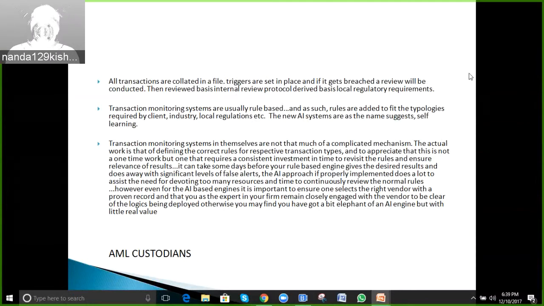Okay. And one more query from my side, Nanda. Once you conclude that an individual is using his savings account for his business, what actions do you take, what review will you take on that type of accounts?